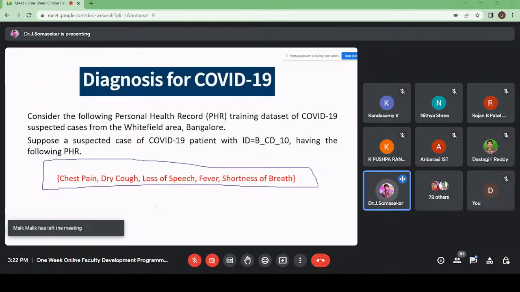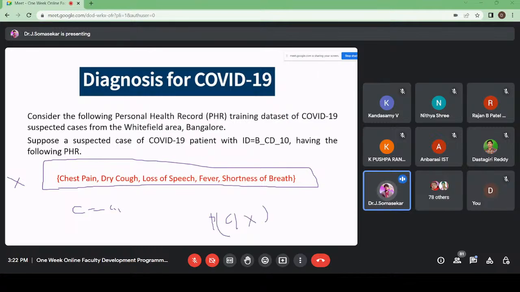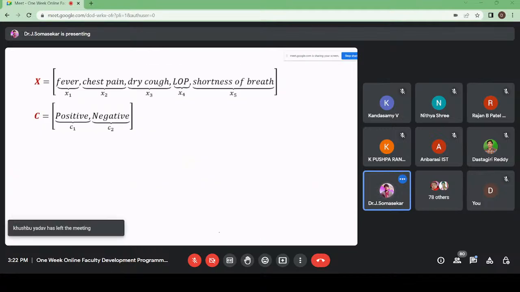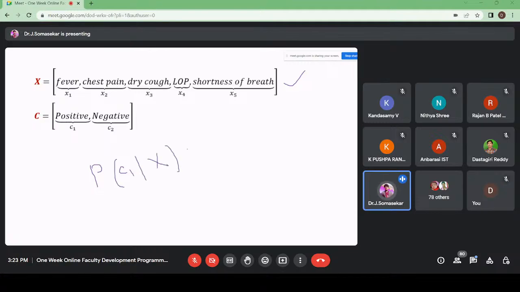For that, this is called the feature vector X, and the class is C1, C2. So we have to find P of C given X. For each class, we have to find the probability, and we look for the maximum probability corresponding to that. Then we can say positive or negative COVID for the given patient. So these are the symptoms I have collected, which we can call the feature vector. I have 5 features: fever, chest pain, and so on, and the class is either positive or negative. So we have to calculate the probability of C1 given X, using the Bayesian classifier.